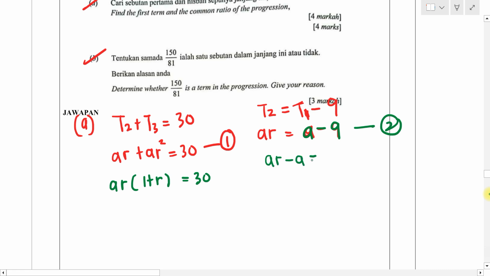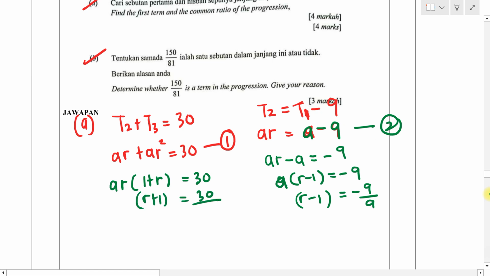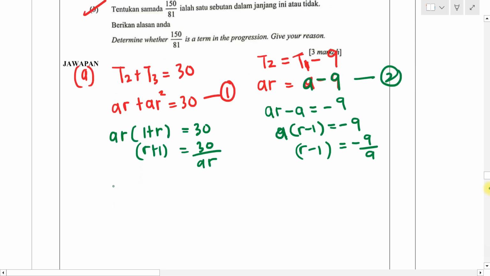AR minus A equals negative 9. A times (R minus 1) is negative 9. So R minus 1 is negative 9 over A. Here R plus 1 is 30 over AR. And then if we multiply them, what do we get? R minus 1 times R plus 1 is equal to 30 over AR multiplied.